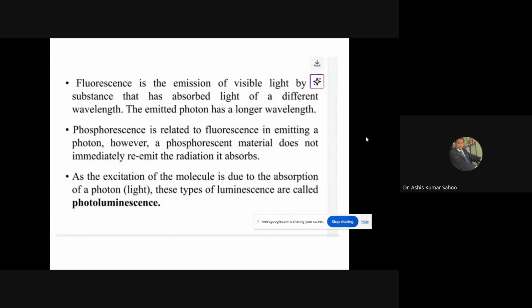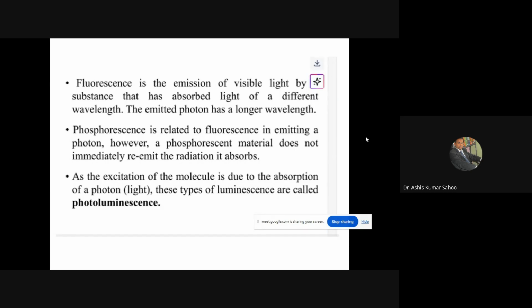Fluorescence is the emission of visible light by a substance that has absorbed light of a different wavelength. The emitted photon has a longer wavelength. Phosphorescence is related to fluorescence in emitting a photon. However, a phosphorescent material doesn't immediately emit the radiation.